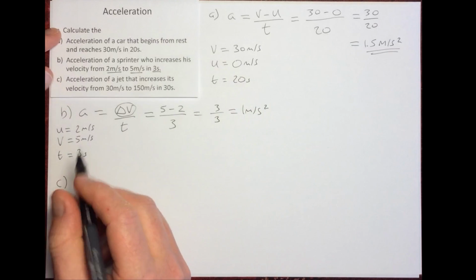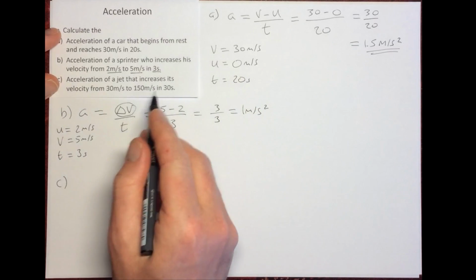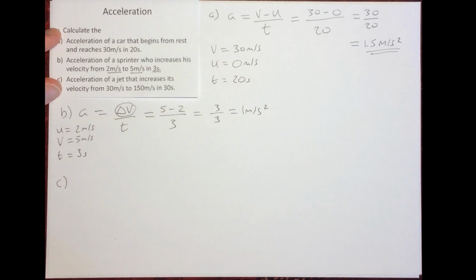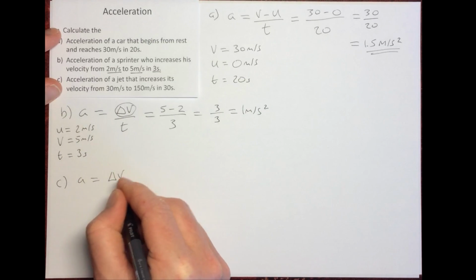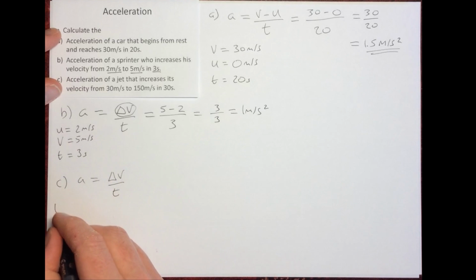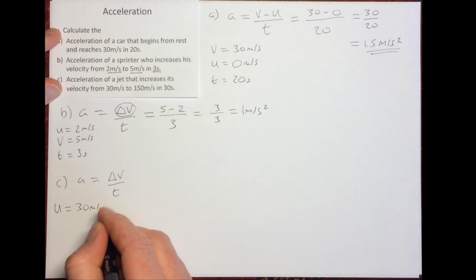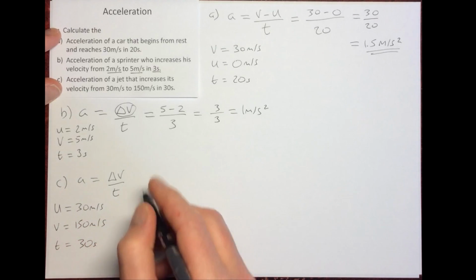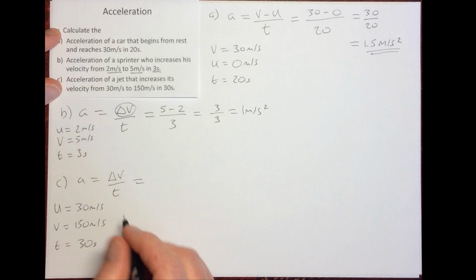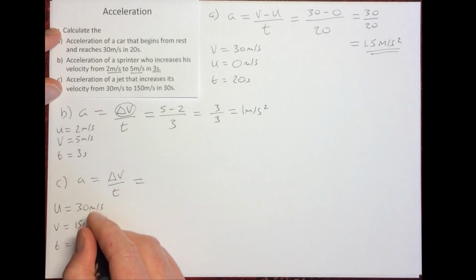Part C, the acceleration of a jet that increases its velocity from 30 to 150 meters per second in 30 seconds. So again, a equals delta v over t. So the initial velocity is 30, the final velocity is 150, and the time is 30 seconds. To work out the change in velocity here, we need to subtract the initial velocity from the final velocity.